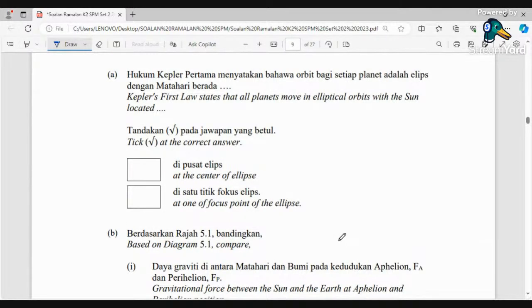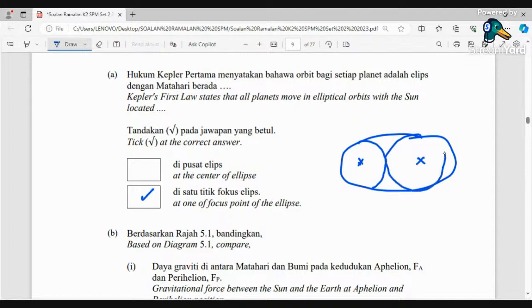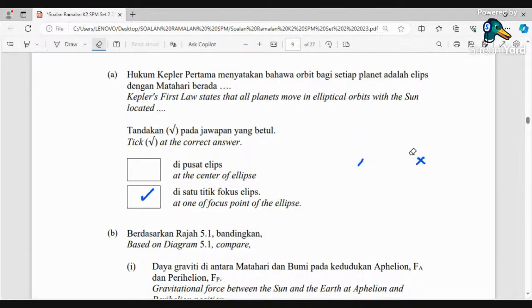Kepler's first law states that all planets move in elliptical orbits with the Sun located at one of the focus points. An ellipse looks like two circles combined, giving this shape. There are two foci, and the Sun is at one of the foci.